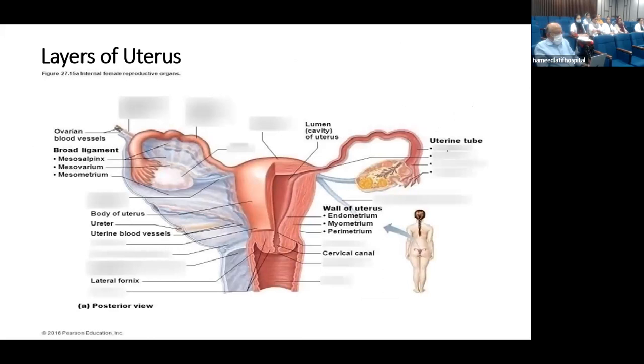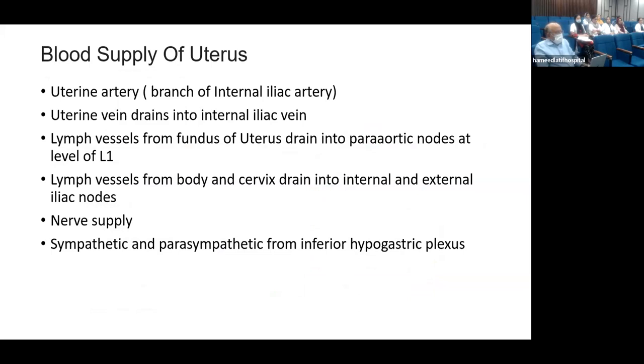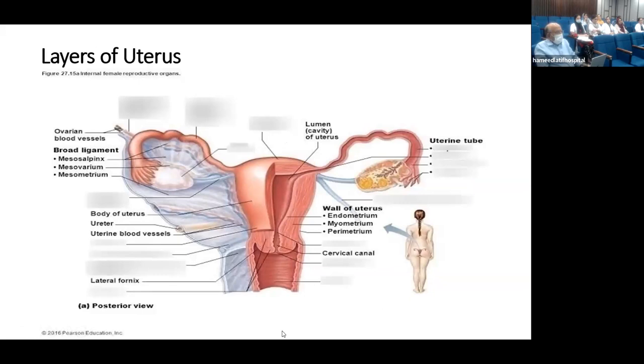So in this diagram you can see these are the layers of the uterus. The outer one is called the perimetrium. The middle one is the thick muscular layer, which is called the myometrium. The inner lining of the uterus is called the endometrium. And this is the broad ligament.